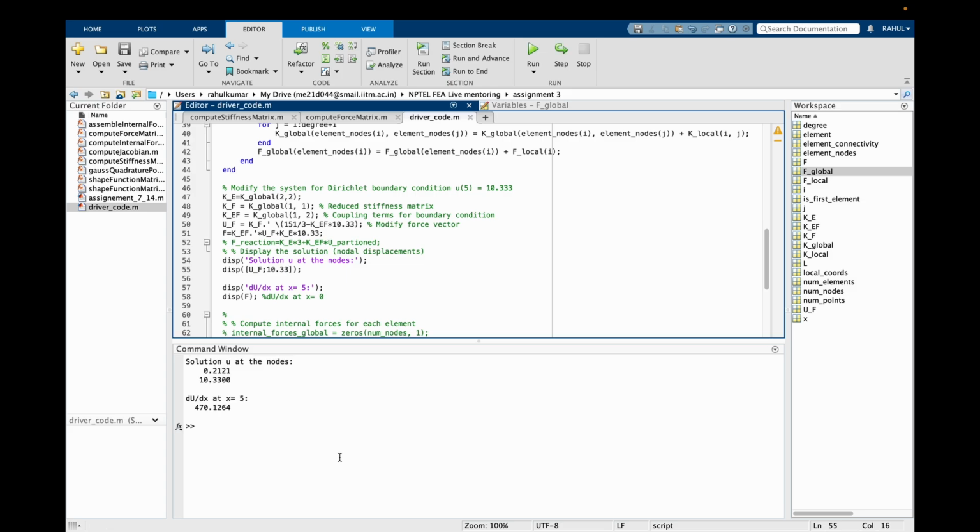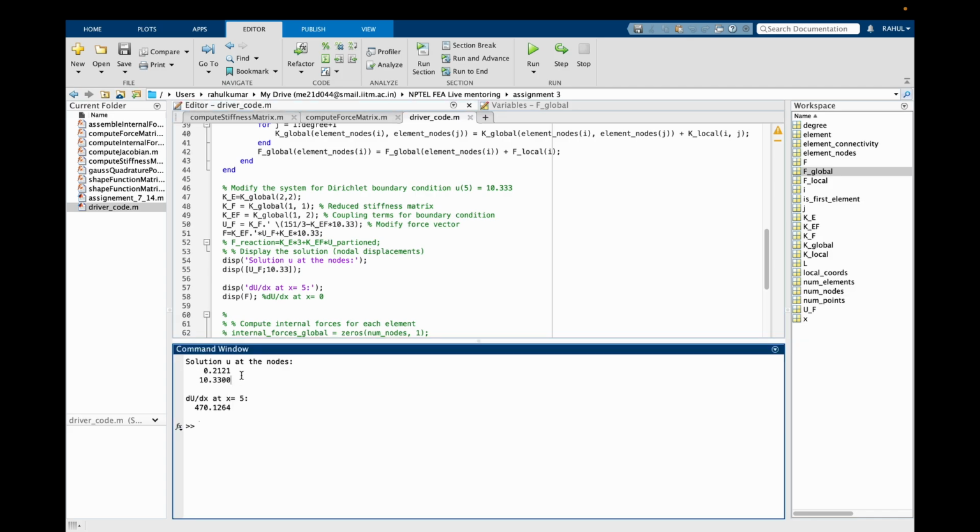Yeah, so here is the solution. You can see that the displacement at the first node, I mean the initial point, is 0.2121, and at the end point it will be 10.33, which was the boundary condition. And du by dx at x equal to 5 was not given, that will be 470. So this is the solution. You already got u, so you can directly find what should be the x, and after getting the x you can get everything.